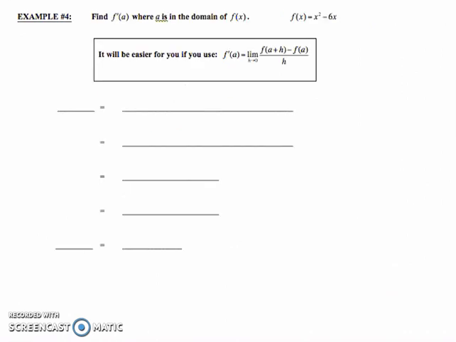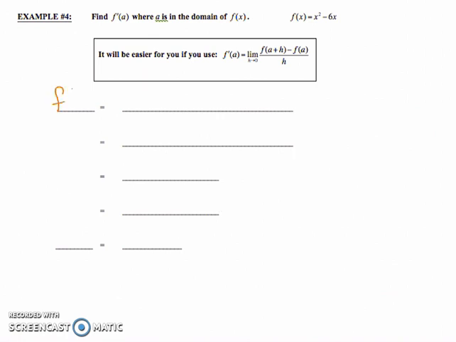The last example that we're going to look at today, example 4, is asking us to find f prime of a, where a is in the domain of f of x. f of x is the function x squared minus 6x. So notice we do not have a point here, right? We don't know what a is. We don't know, therefore, what f of a is, because if we don't have an a, we can't plug it in to find f of a. So in this case, we really don't have a choice. We have to use the definition of a derivative. The f prime of a is equal to the limit as h approaches 0 of f of a plus h minus f of a over h, okay?